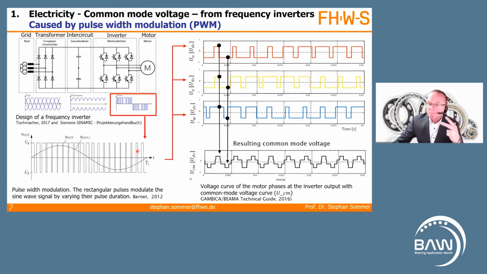Whereas the three sine signals from the three motor phases would sum up to 0, the rectangular pulses don't sum up to 0. There's always a residual electric voltage that is causing an electric current in the system. And it is called the common mode voltage. This common mode voltage is high frequency and it is causing damages in the bearings or in the entire system.